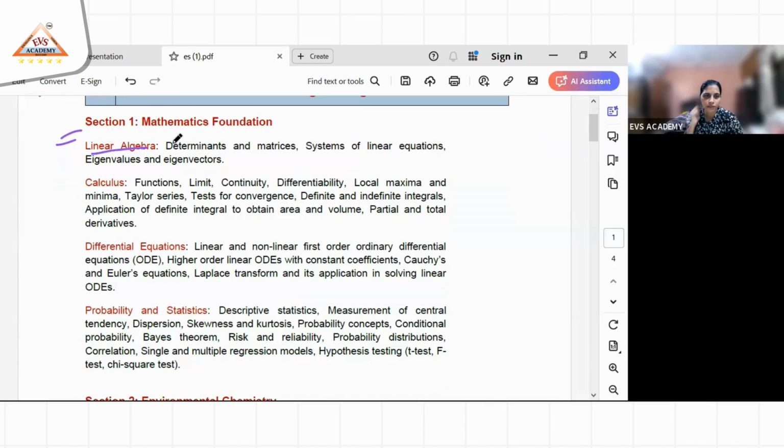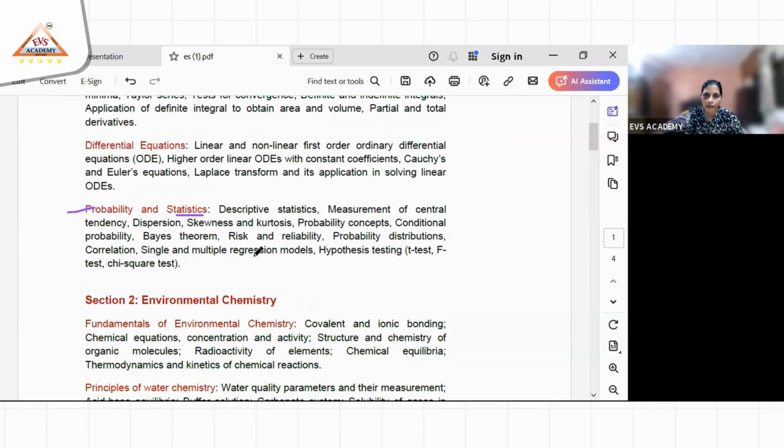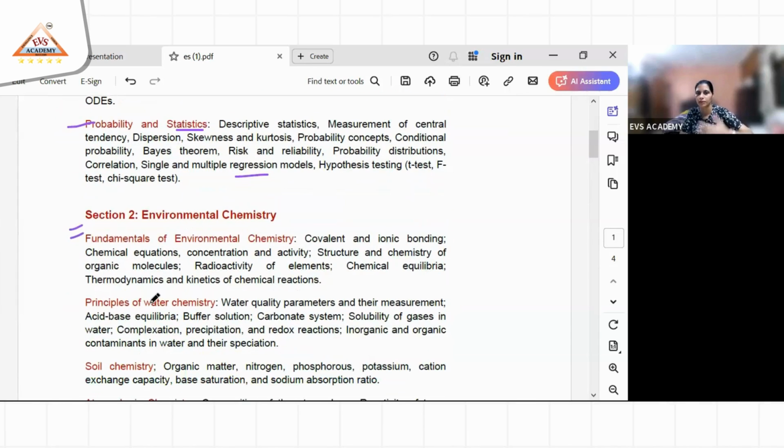In this, linear algebra, calculus, differential equation, probability and statistics are there. All these things we have to study. And after this is the environmental chemistry. In the second unit, environmental chemistry, we have to study chemistry from basics to higher level, like covalent and ionic bond. You must have read this because you are from chemical engineering. You are aware of covalent and ionic bonds, chemical equations, concentration and activity.